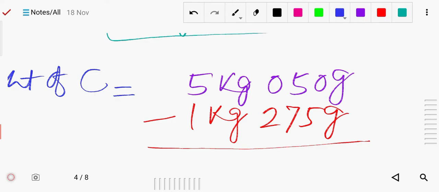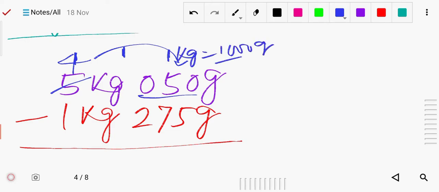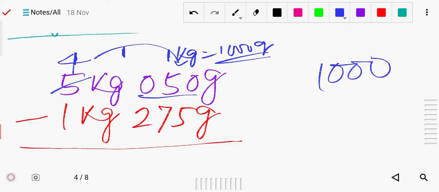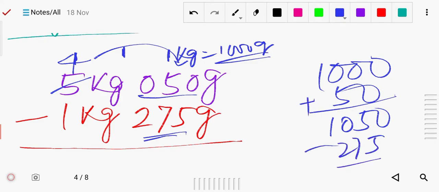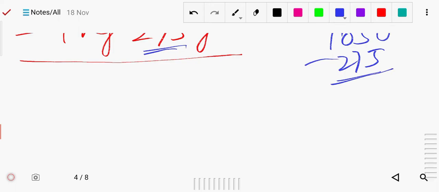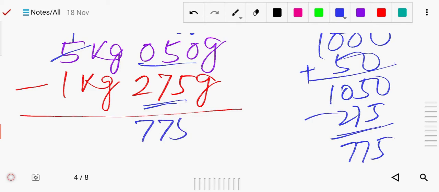So again the same method, because we cannot subtract, we will take the borrow. So 1 will come from this side, and 4 will be left there. So this side will come 1000. 1 kg is equal to 1000 gram, and 50 is already there, so this is 1050, and now you can subtract 275. You will get 775 gram.